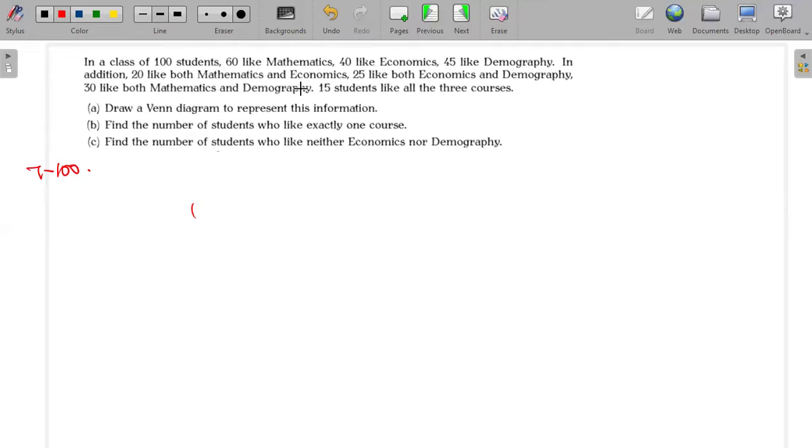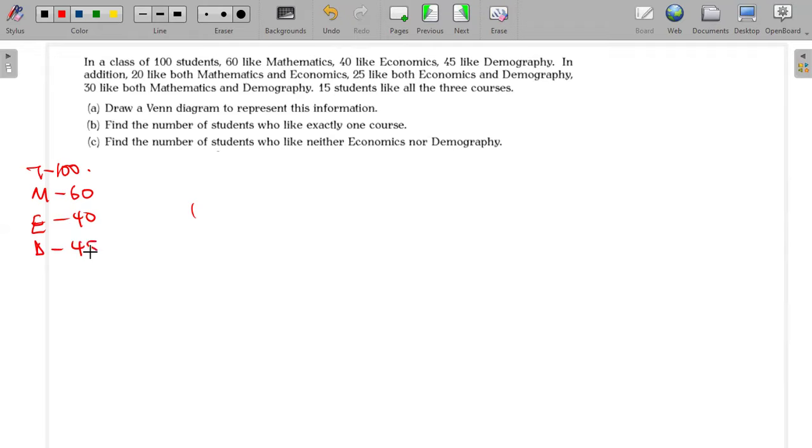And then those that like mathematics. So M, I'll say mathematics for M, and those are 60. And those that like economics are 40. So E are 40. And then you have those that like demography, they are 45.